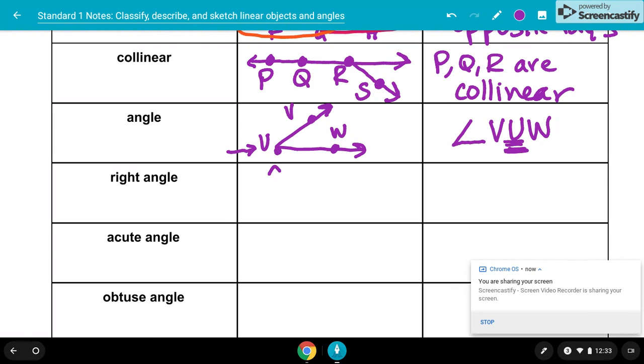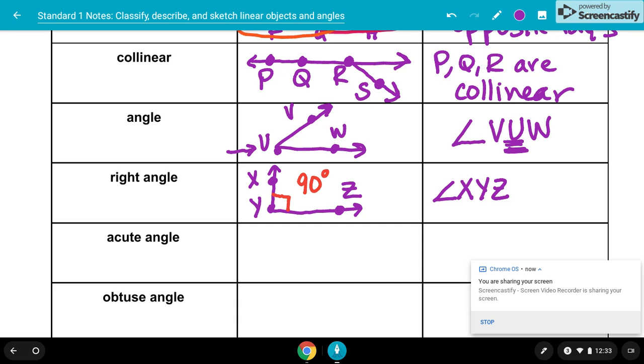A right angle is a 90-degree angle. We'll say that this is X, Y, and Z. And a right angle has this symbol right here, and it means that it's 90 degrees. To notate this, you would say angle XYZ is a right angle.